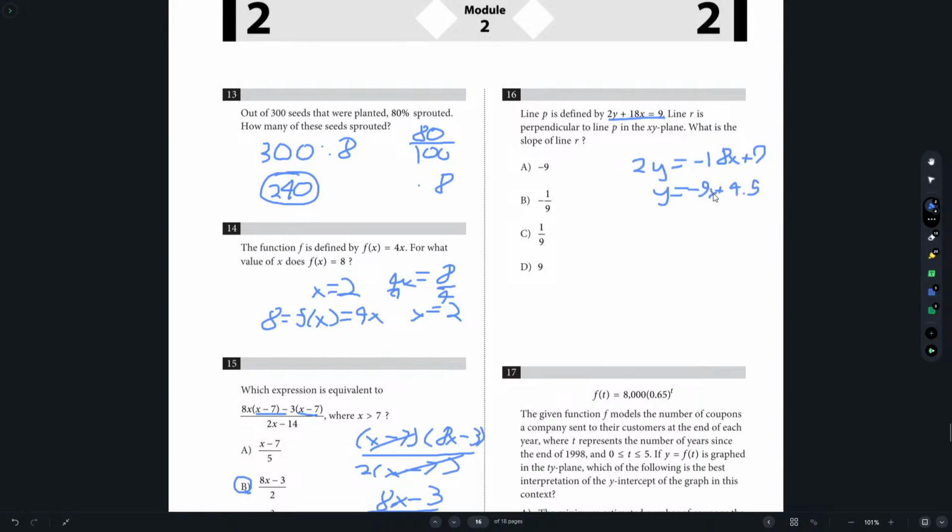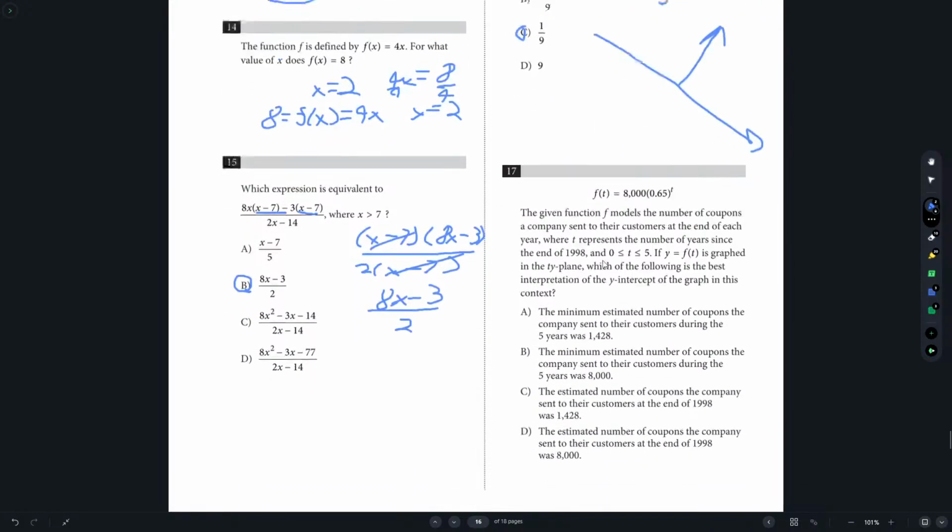Well, we don't really need to know the 4.5. So it's perpendicular to negative 9. Negative 9 is going to look like something like this. So perpendicular is going to look like that. It's going to be positive, so it's neither b nor a. It's going to be increasing pretty slowly, so it's going to be c.